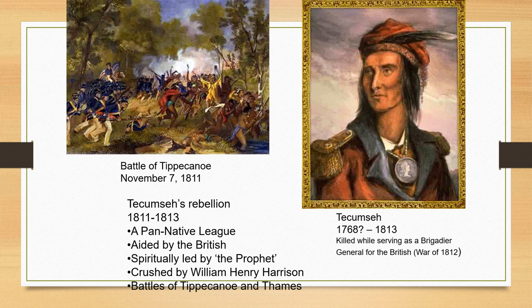William Henry Harrison is going to attack the Native Americans at the Battle of Tippecanoe. And Tecumseh was in charge, but he was away. And so the prophet happened to be there that day, and he was defeated.